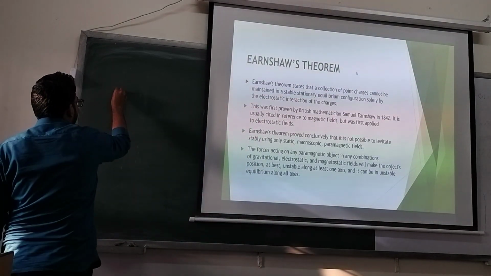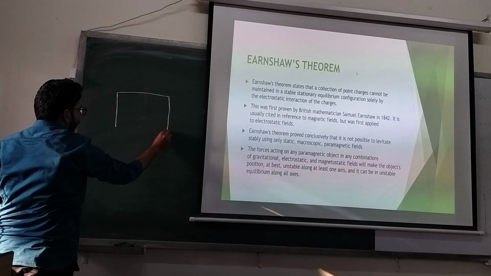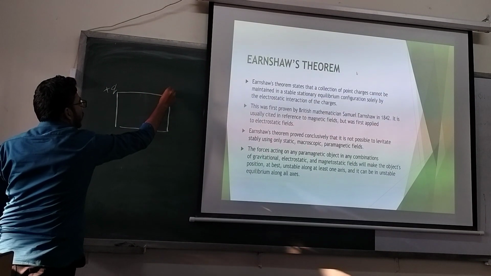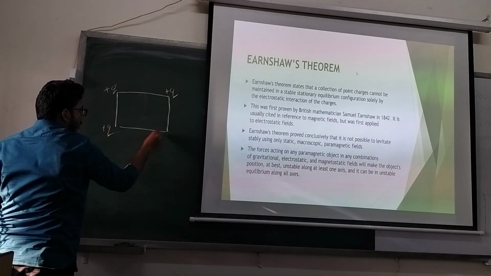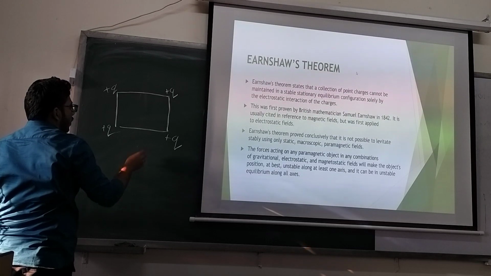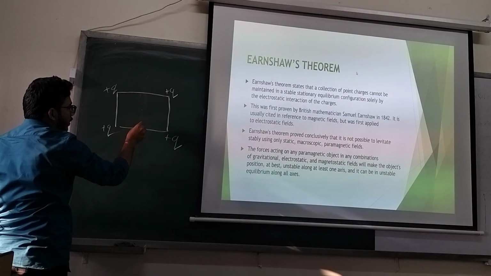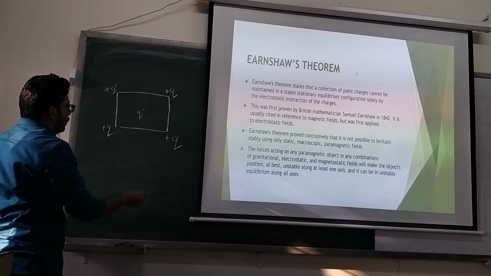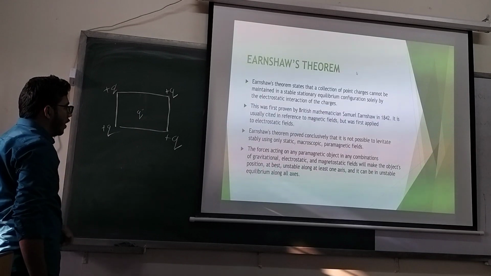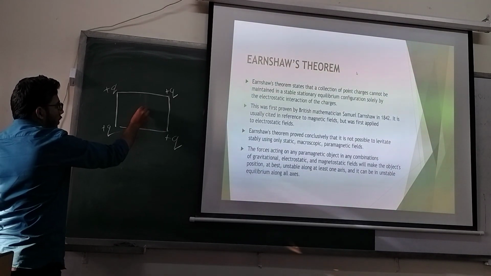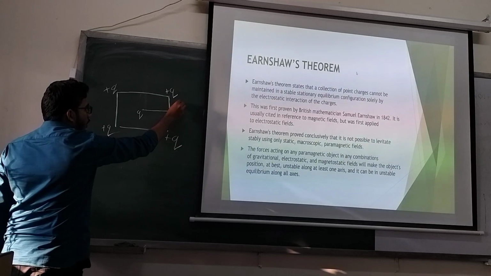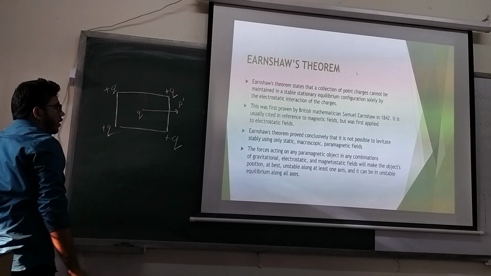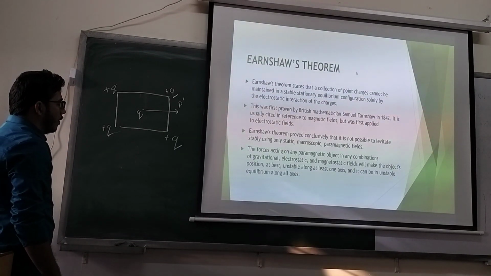Let's say there is a system of four charges, each plus Q, placed on the four corners of a square, and then we bring in a small point charge q. By Earnshaw's theorem, this system cannot have a stable equilibrium. If we move this charge q to, let's say, a point P, Earnshaw's theorem says that it cannot return to its equilibrium position.